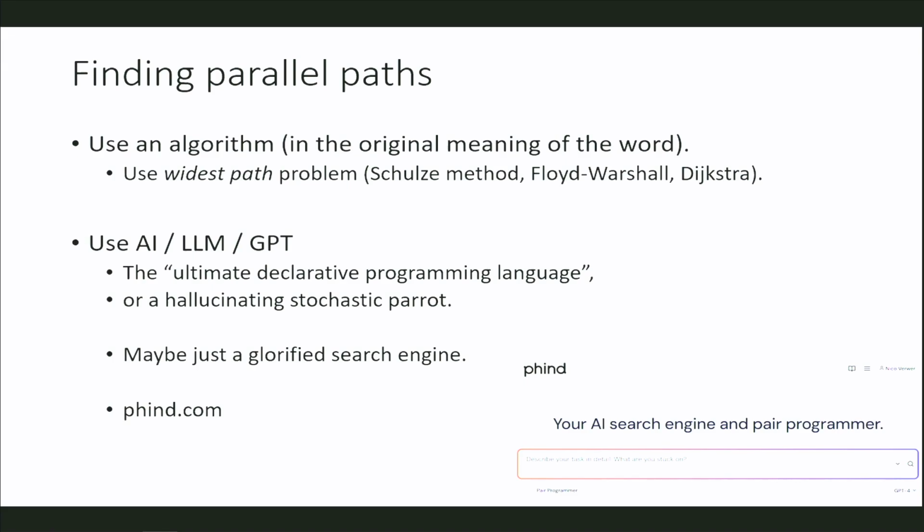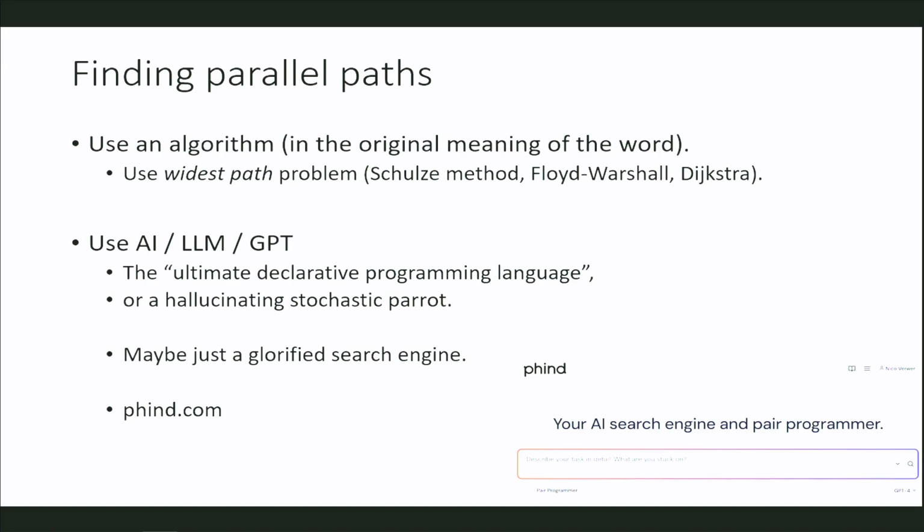So AI or large language models have been described as the ultimate declarative programming language. You just tell them what kind of program you want, and out comes the JavaScript code or Java code. I tried it for XSLT and XQuery, and it got totally confused, but it made up some really interesting functions. And I think I saw one of those functions in Norm's presentation. Often it's just a hallucinating stochastic parrot.